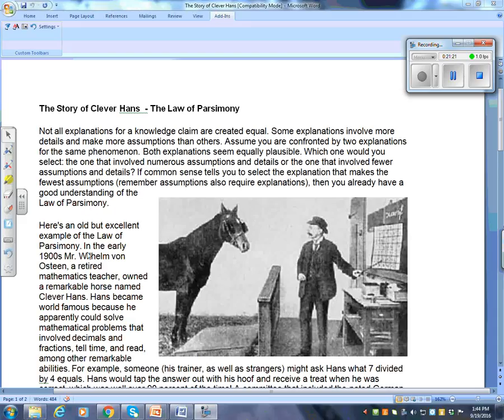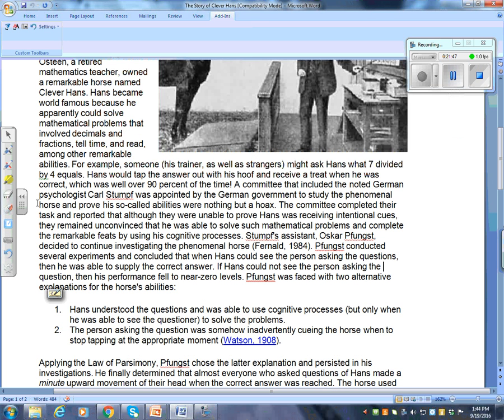In the early 1900s, Mr. Wilhelm von Osten, a retired mathematics teacher, owned a remarkable horse named Clever Hans. Hans became world famous because he could apparently solve mathematical problems that involved decimals, fractions, tell time, read, among other remarkable abilities. He was smarter than the average bear, as the Yogi Bear cartoons used to go. Pretty smart horse. For example, someone, his trainer as well as strangers, might ask Hans what 7 divided by 4 equals.